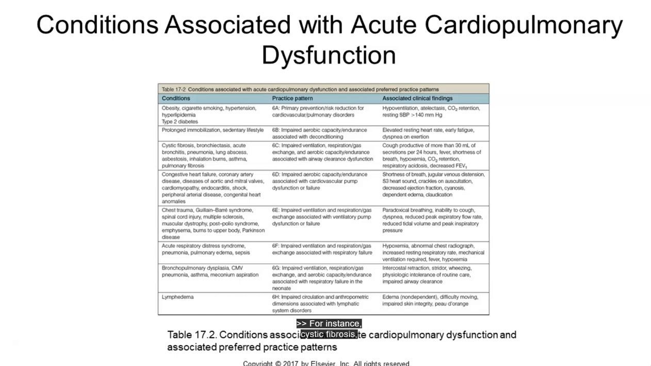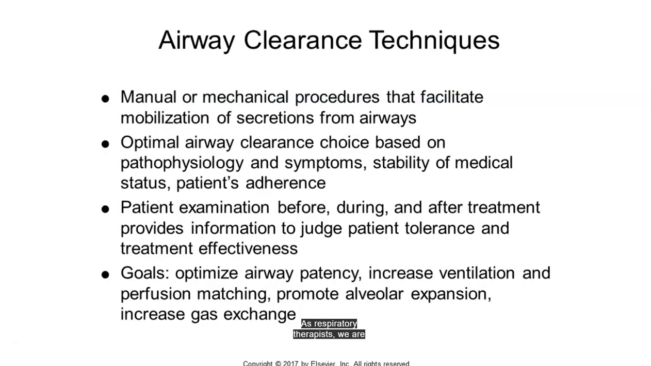For instance, cystic fibrosis, bronchiectasis, asbestosis, and other obstructive and restrictive pulmonary diseases lead to impaired ventilation and gas exchange, decreased aerobic capacity, and airway clearance dysfunction. Clinical findings include cough production greater than 30 milliliters in 24 hours, fever, shortness of breath, hypoxemia, CO2 retention, respiratory acidosis, and decreased FEV1.